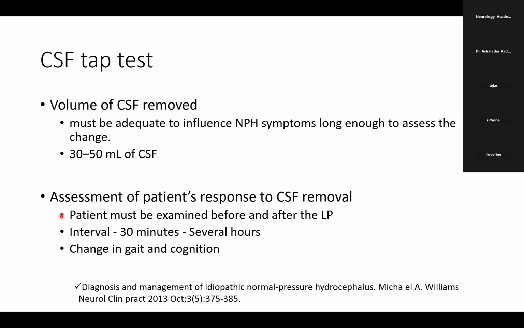Along with that, we can also measure his cognitive status using standardized scales such as MMSE or MoCA. MoCA is preferred over MMSE because MMSE is more towards the Alzheimer's disease scale, but the subcortical components of executive function are better measured by MoCA. Here, the patient must be examined before and after, as stated here.